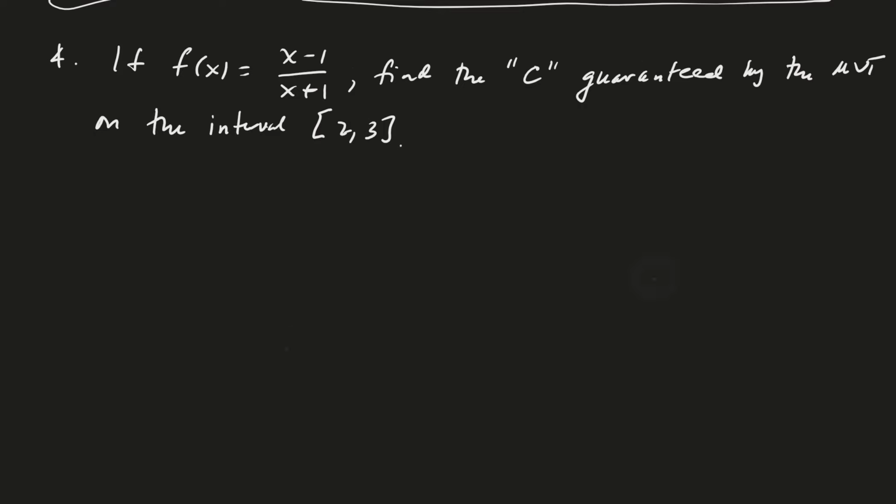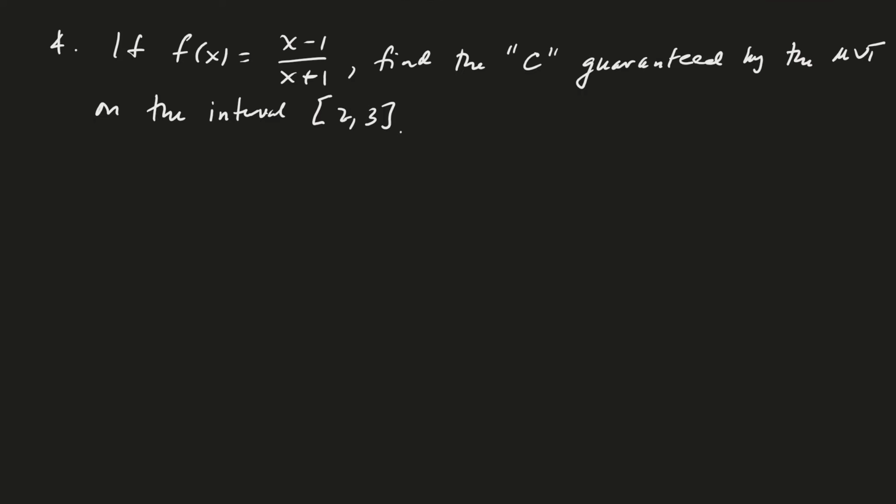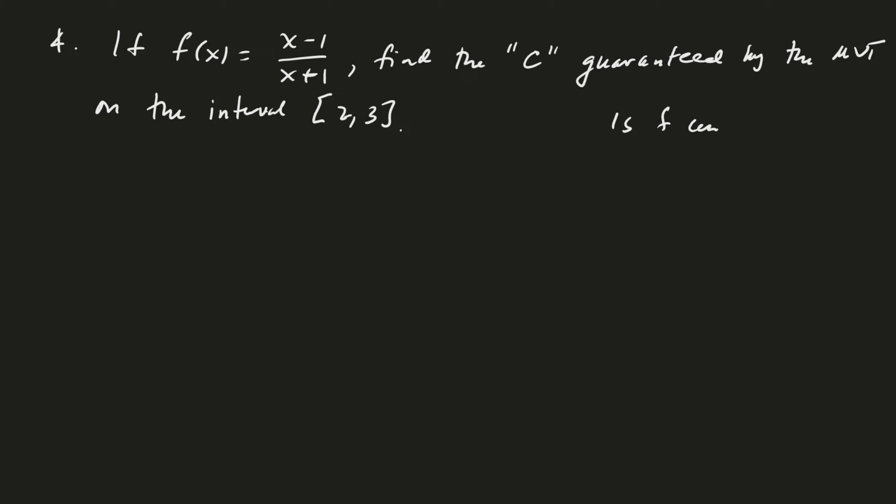Alright, so next up we have a function f of x equals x minus 1 over x plus 1, and we want to find the c guaranteed by the mean value theorem on the interval from 2 to 3. Now really we should double check that f of x satisfies the hypotheses of the mean value theorem. And the hypotheses were, is f continuous on [2, 3]?